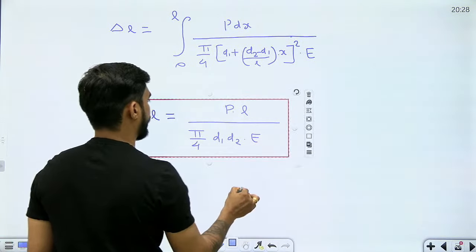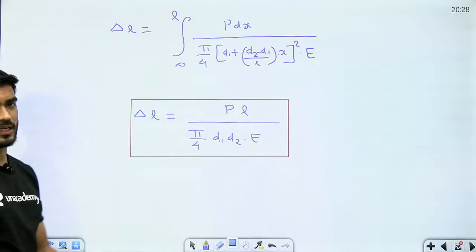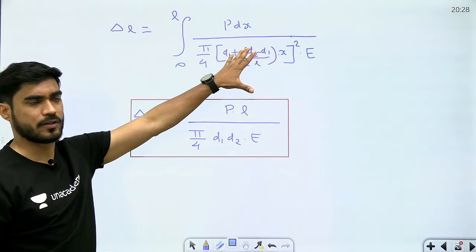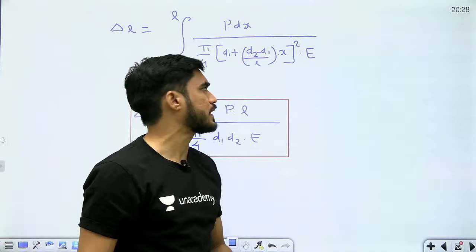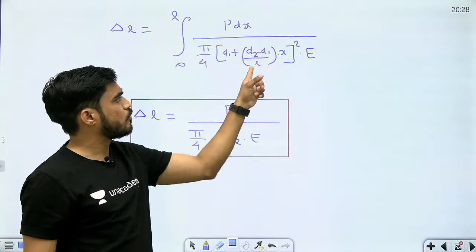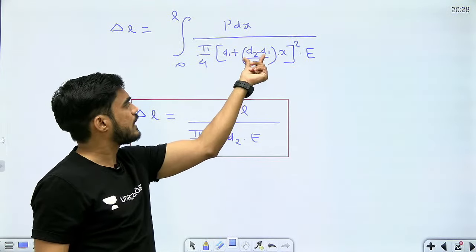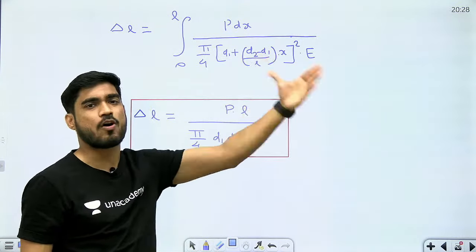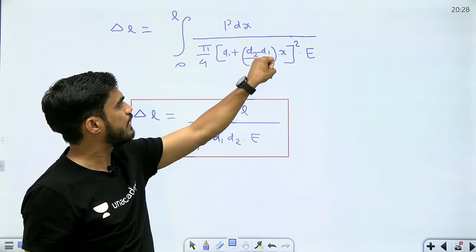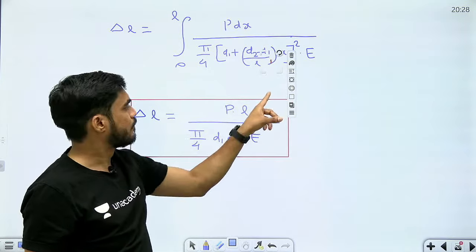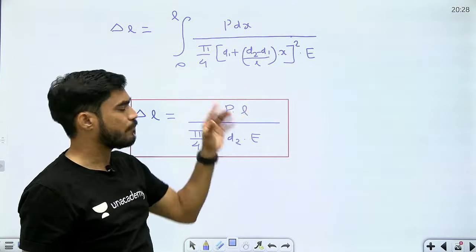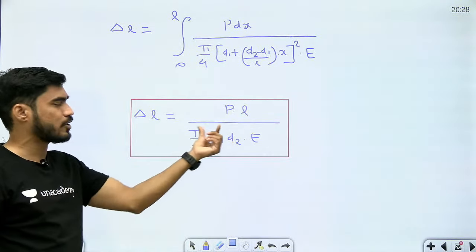PL upon pi by 4 d1 into d2 into E. If you want, you can integrate it on your own. Okay, खुद से आप integrate करके देख सकते हो. d1 plus (d2 minus d1) by L into x. You consider (d2 minus d1) by L as a constant, तो आप इसको लिख सकते हो d1 plus kx. ठीक है, फिर उसको integrate करोगे and you put the value back into the equation, you will get this.